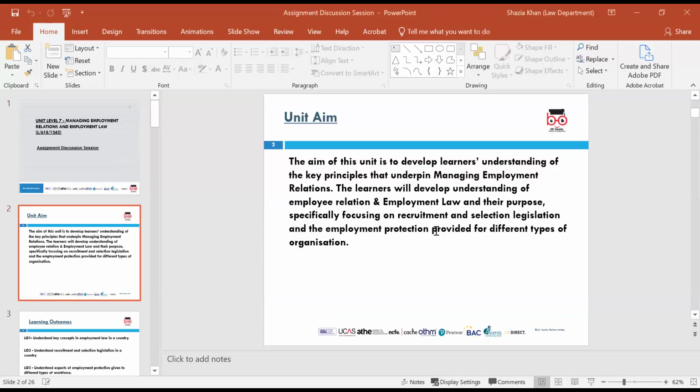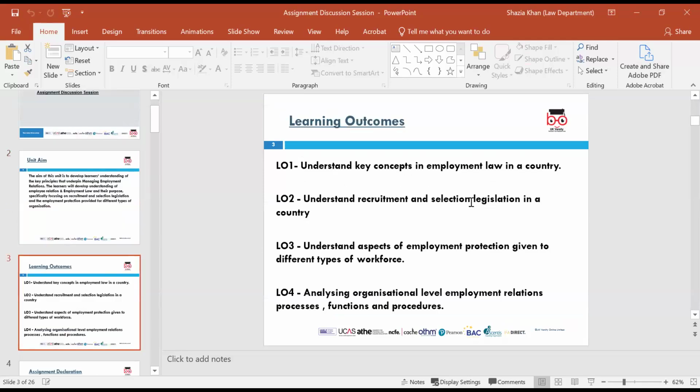So the assignment discussion. The aim of this unit is to develop learners' understanding of the key principles that underpin managing employment relations. The learners will develop understanding of employee relations and employment law, and their purpose, specifically focusing on recruitment and selection legislation and the employment protection provided for different types of organisations. So the learning outcomes for this unit, there are 4 learning outcomes.